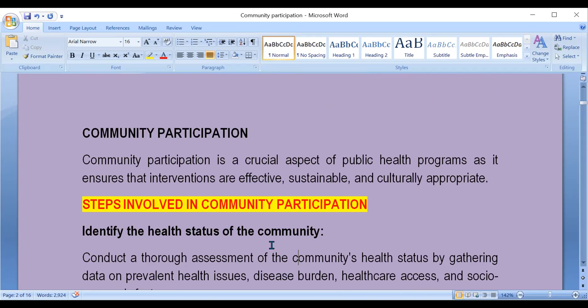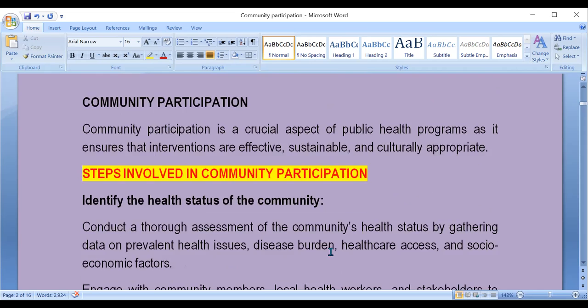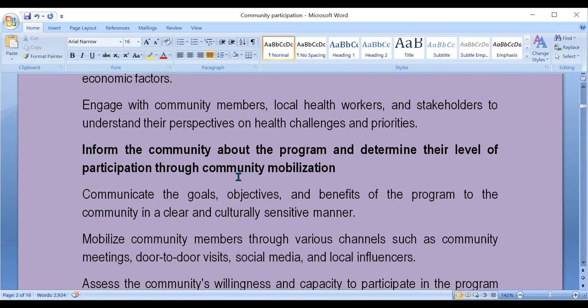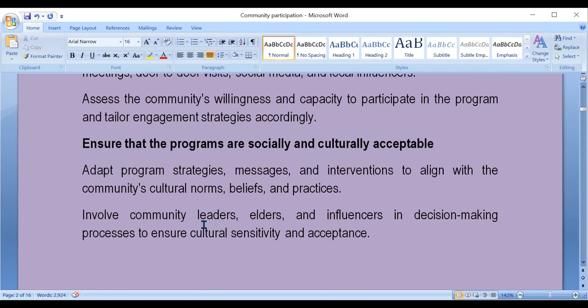Okay, remember we are looking at steps involved in community participation. And we believe that first, identify the health status of the community, which we'll explain. Now we'll say inform the community about the program and determine their level of participation through community mobilization, which I've looked at. The next step is to ensure that the programs are socially and culturally acceptable. If it goes against the culture of the people, they will not accept it.